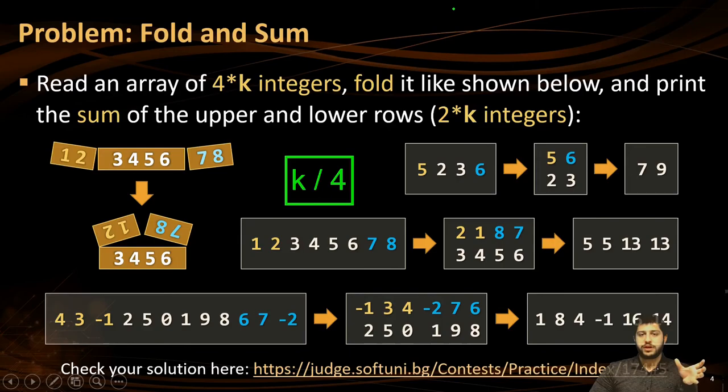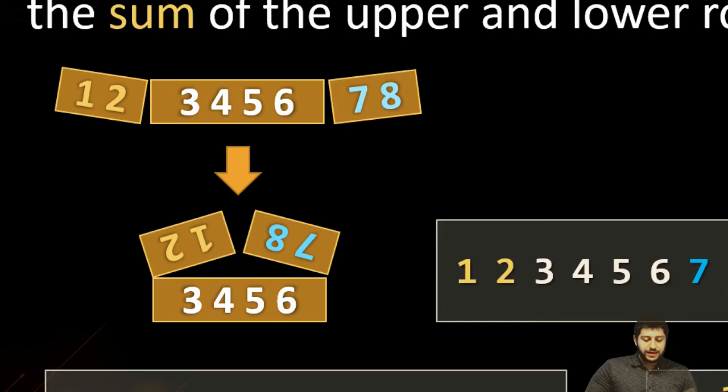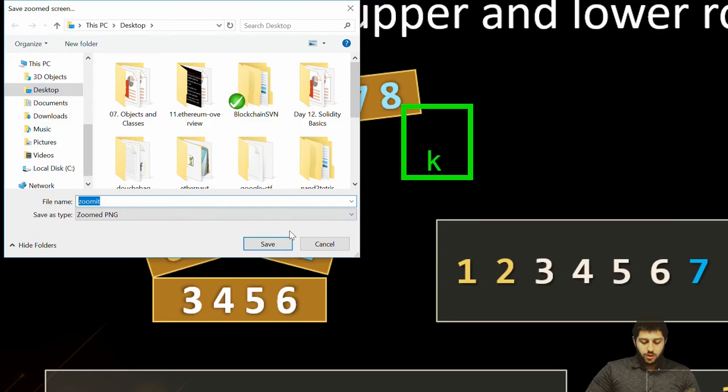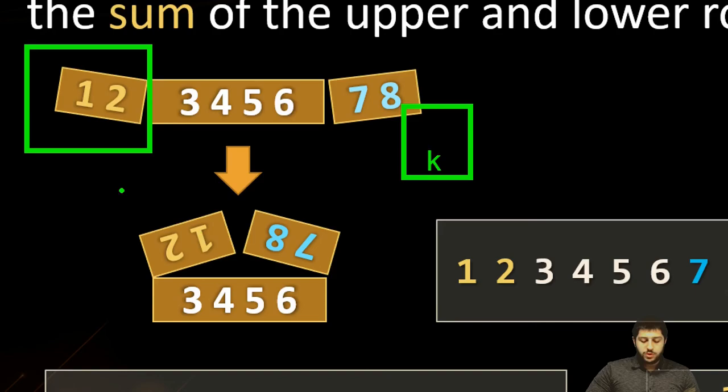The number of integers. So here you'll see that we have 2, 4, 6, 8. And 8 is divisible by 4. This conforms to this rule here, 4 times k integers. We need to fold it, like shown here, and print the sum of the upper and the lower rows. Okay, now the first thing we need to do is to fold them. How can we fold them? Well, we take the first 2 times k, or the first k, let's say the first k, we reverse them, we take the last k integers, we reverse them, and we sum the two rows together.